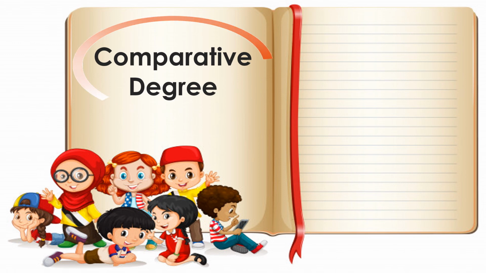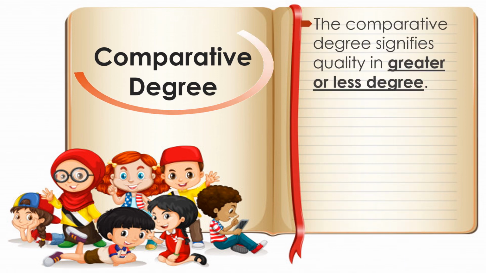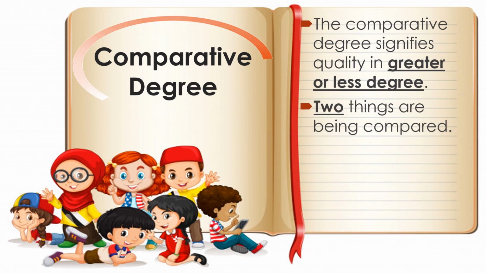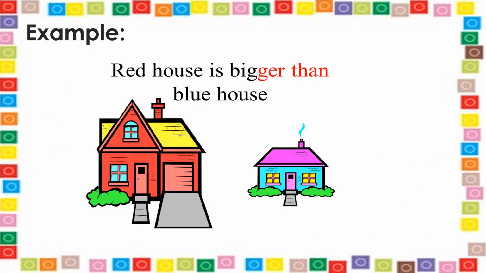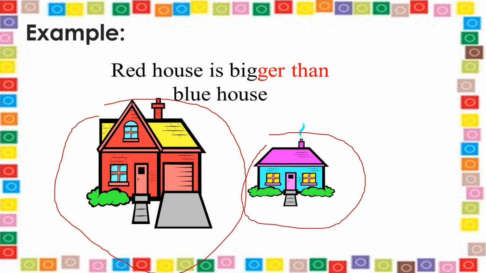Now let us move on to the next degree of comparison, which is the comparative degree. The comparative degree signifies quality in greater or less degree. Two things are being compared. Let us look at the example below. Can you read it with me? Red house is bigger than blue house. As you can see, two houses are being compared. The red and the blue house. So we are going to use the comparative degree of comparison.